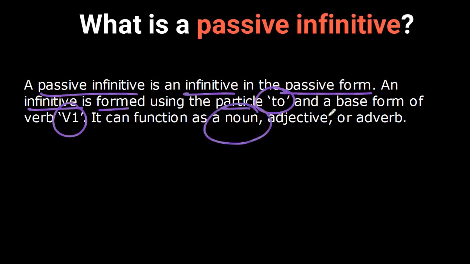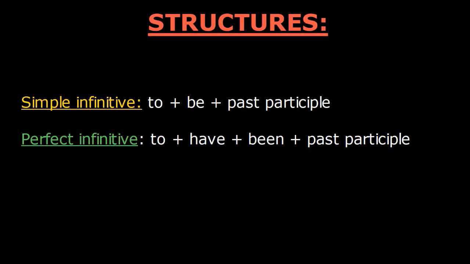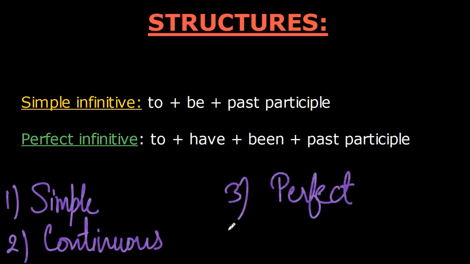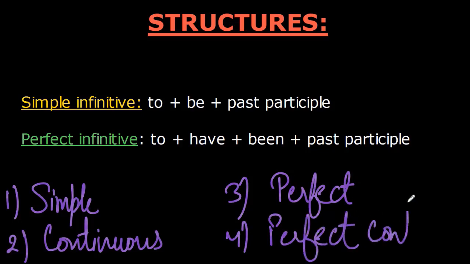And it can function as a noun or an adjective or an adverb. Let's look at the structures. Now understand this. There are four types of infinitives. Number one, simple infinitive. Number two, continuous infinitive. I have a lesson on this as well. You can check that out. Number three, perfect infinitive. And number four, perfect continuous. So all these forms of infinitive can be used in the active voice.